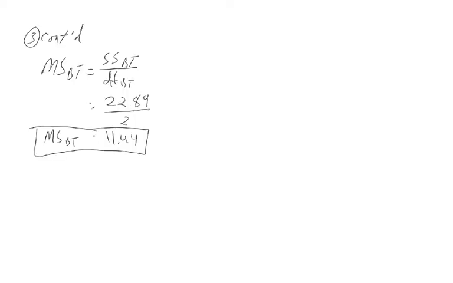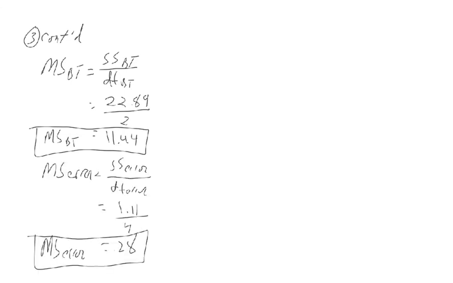So here we have the numerator of the F ratio, MSBT. It's SSBT over DFBT. So we plug in the values from the SS of 22.89 and divide by 2. So we find MS error, which is the variation in the denominator. SS error over DF error. Again, remember, you use your subscripts, so you're not going to get lost. 1.11 over 4, we get 0.28.